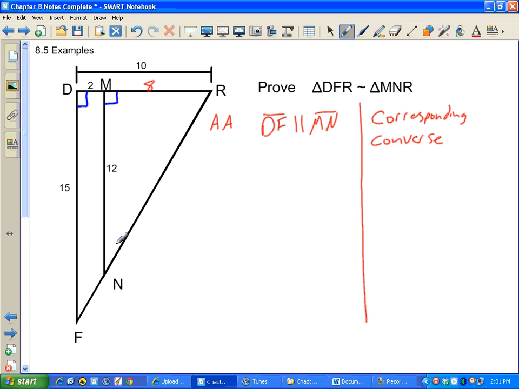Well, if those are parallel, then here's a different transversal I can use, and I can say that angle F is congruent to angle RNM. So these angles are congruent, because they are corresponding. Then I can say that the triangles are similar because I have 2 congruent angles, so by angle, angle.